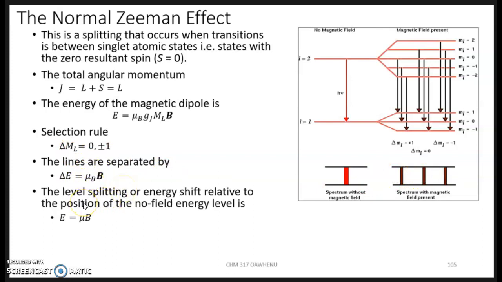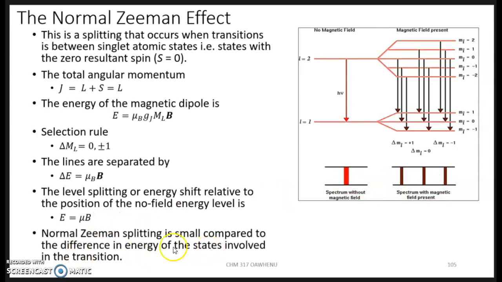So this splitting, again, you call it the normal Zeeman effect. This is a Zeeman splitting. The splitting that we're talking about, this is the 0, no field. So it's with respect to this no field. So we have the split in this direction and the split in that direction. Again, the splitting is small compared to the difference in energy of the states involved.